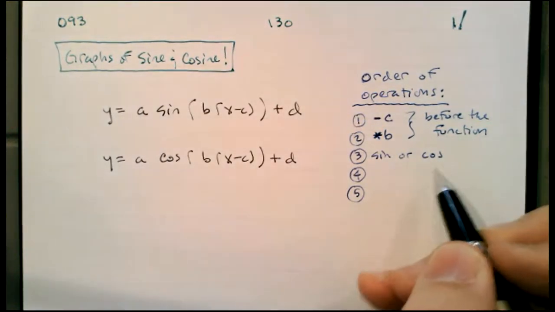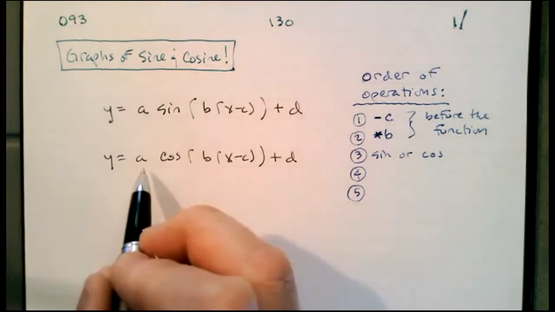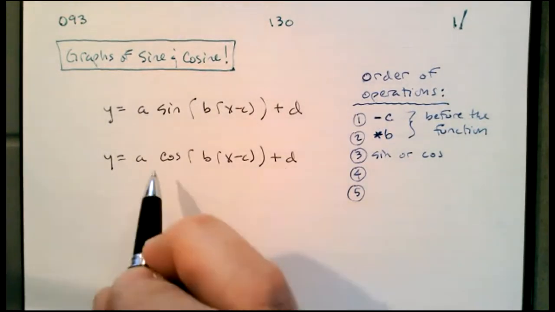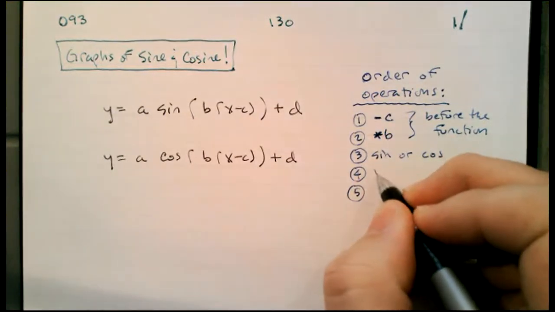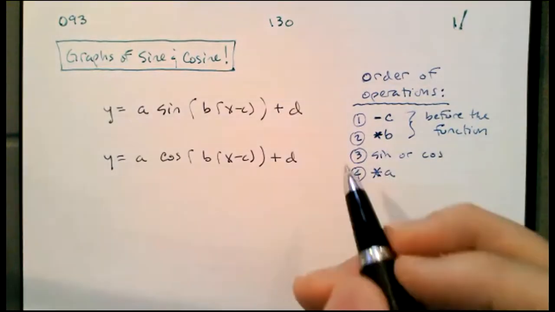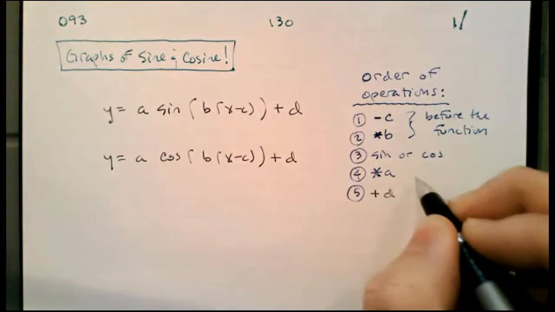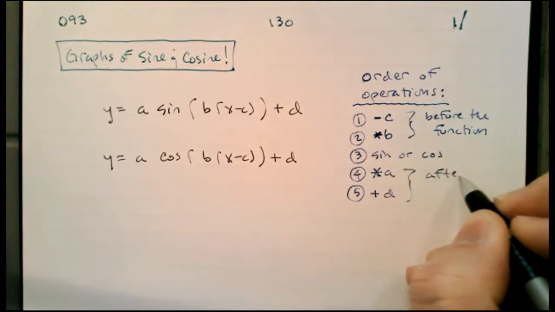After we do the trig function, we've got the cosine of all this stuff. The next thing, we've got multiplication by a, and we add d. Unless there's some grouping symbols, we do the multiplication before our addition. So the next thing is to multiply by a. And then finally, we do the addition where we add d. And these are the operations that are after the function.